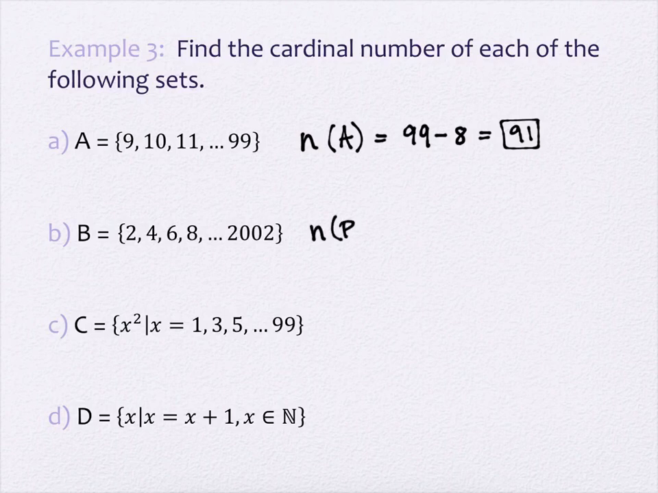The second set, so n of B. What can you tell me about this set? What do you notice that makes it uniquely different than the one before? It's adding to, or it's skip counting by twos, or it's only evens, right? I don't have all the numbers. The last one had all the numbers between 9 and 99. This one only has every other one.